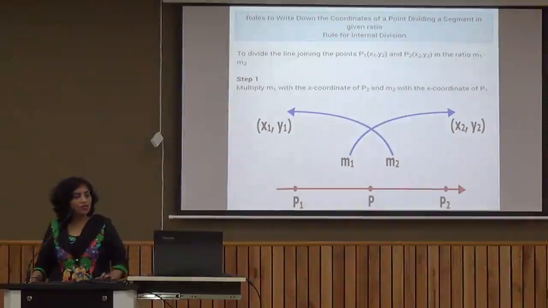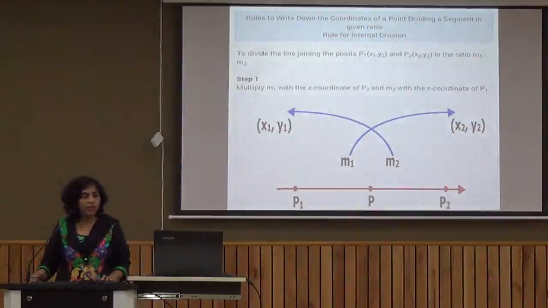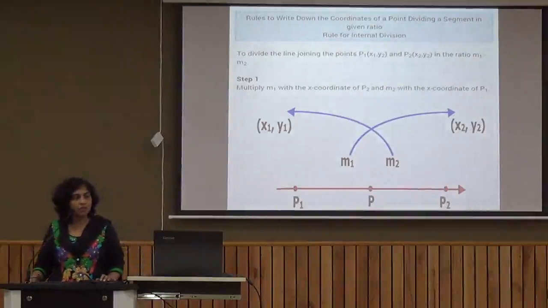Let's see how we do this. Rules to write down the coordinates of the point dividing a segment in the given ratio.